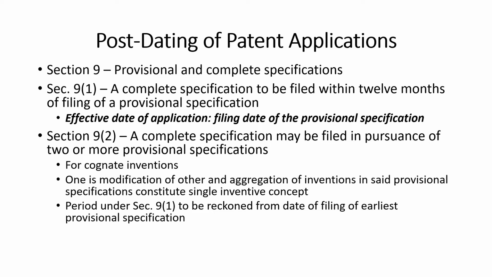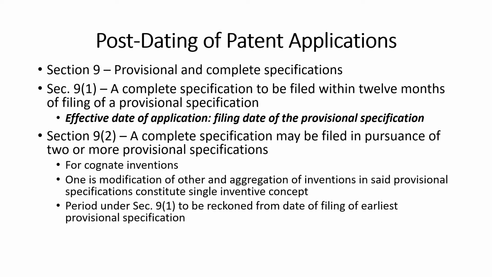Here, the effective date of the application, or the priority date, would be the filing date of the provisional specification. So the day you file the application along with the provisional specification, that is considered as your filing date, or in other words, the priority date of that particular ordinary application.